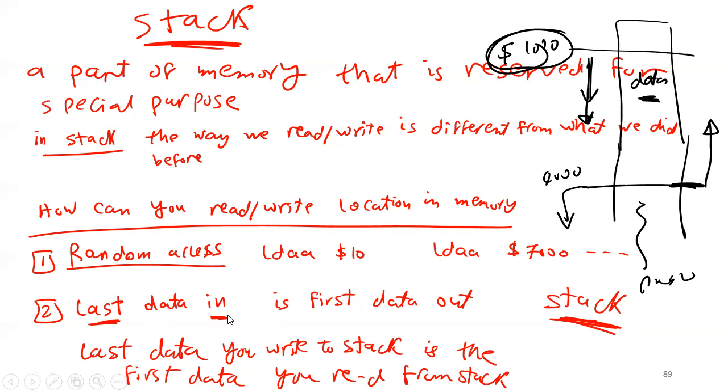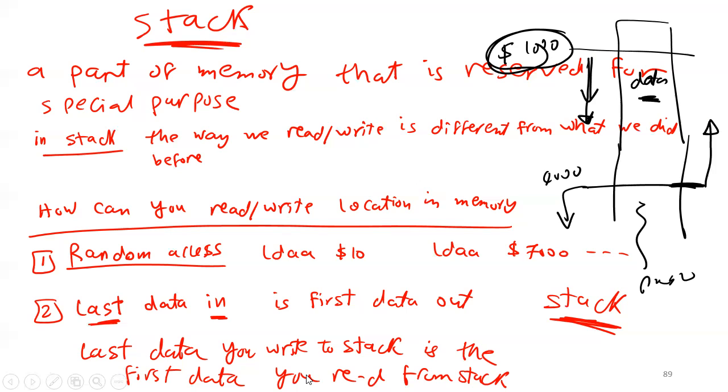Last data in is the first data out. The last data you write to the stack is the first data you get from the stack. So it's not that you can read any data. No, it's not random access. Okay. So the last data you write to the stack is the first data you read from the stack. So last in, first out.